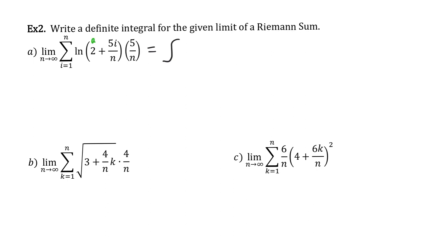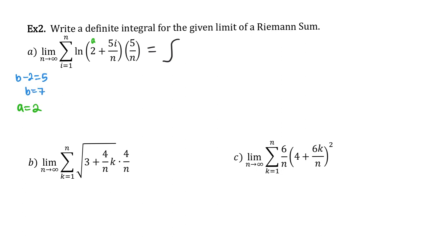There's more than one way to do this that would be equally correct. So if I'm going to guess that this is a, then this should be b minus a over n. This should also be b minus a over n. So if b minus a equals 5, then it must be that b is 7.